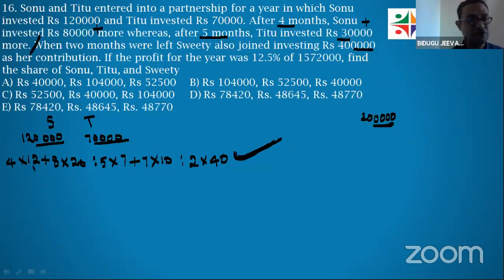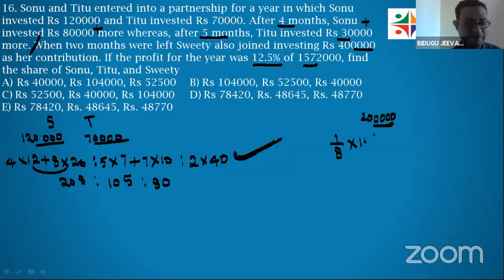So 48 plus 160, 208. 35 plus 70, 105, plus 80 is 185. Now I want to share the profit. The profit of the year was 12.5% of this. 12.5% means what? 12.5% means the 1/8th part of 1572000. Follow my point? Great.